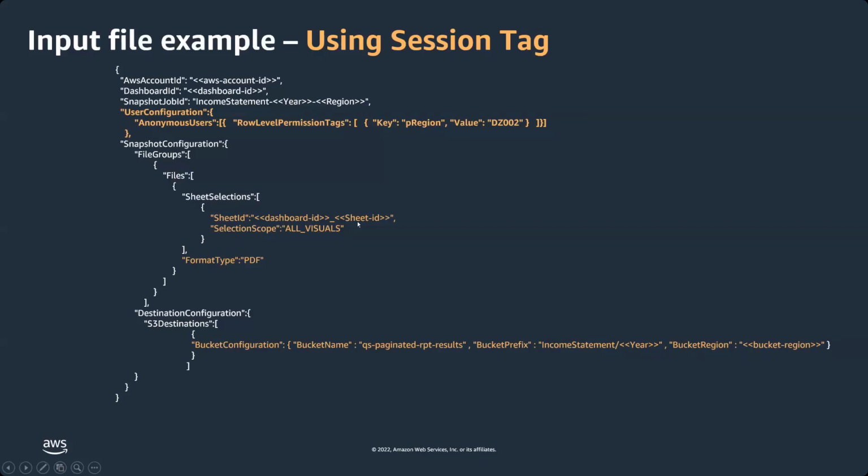So your report could be part of a dashboard where you have created a dashboard with, let's say, 3 different tabs, and 2 of them are interactive dashboards and 1 is a paginated report. You can take that particular sheet ID and put that in. Since you are going with the format type, you can provide the selection scope as all visuals. In case of CSV and Excel, you can specify the selected visuals that you wanted to generate the report for.